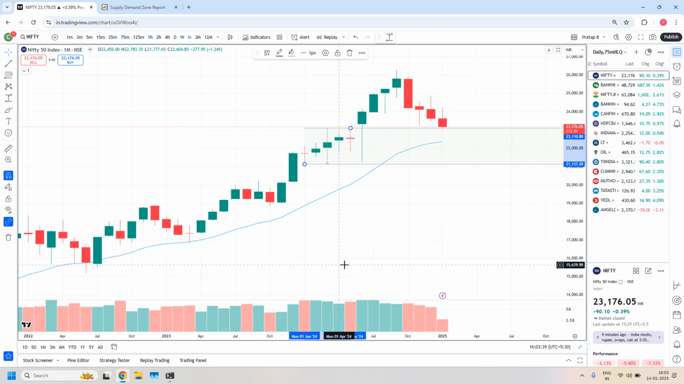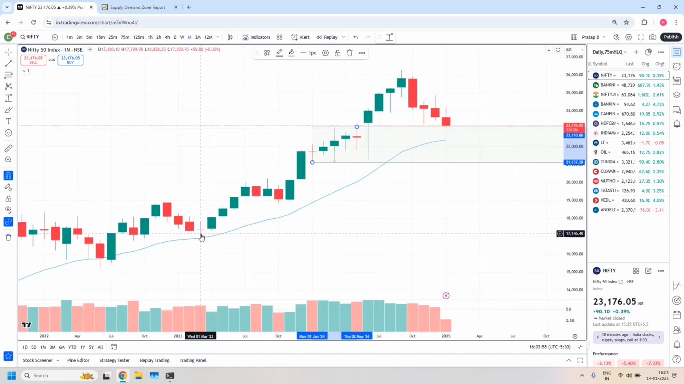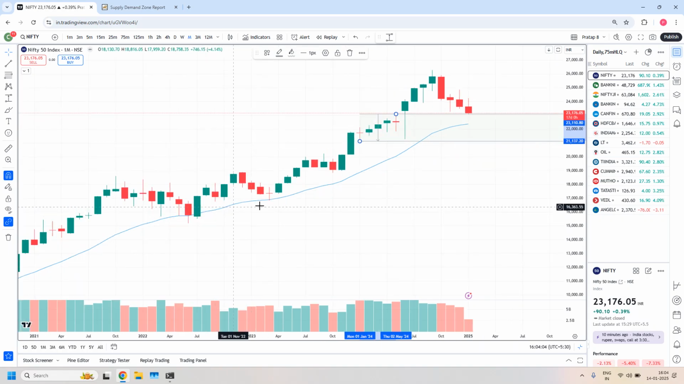The EMA 20 line, it should reach. Most of the time the EMA will have some zone confluence with a monthly demand zone. By the time prices reach that EMA, the overextension will be completed. See here, previously when the overextensions were completed, Nifty was respecting the monthly EMA candle.